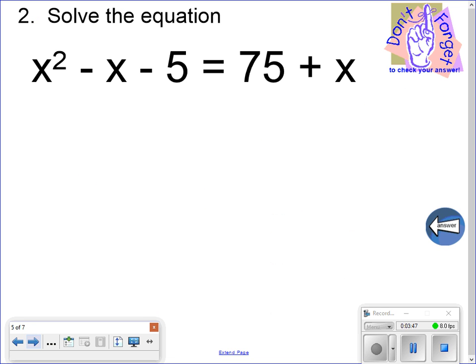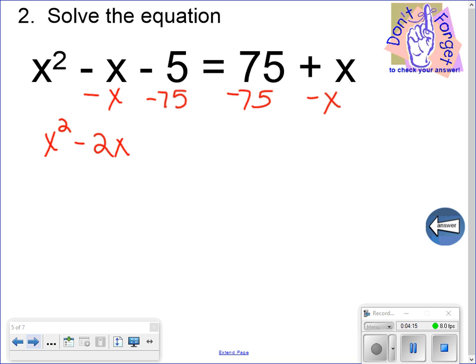Let's look at another example. So we have x squared minus x minus 5 equals 75 plus x. We're going to solve this. Remember that you need to get everything on the same side first. We're going to have to subtract 75 and the x on both sides. So subtract 75 from negative 5, subtract x from negative x. What I'm going to end up with is x squared minus 2x minus 80 is equal to 0. Again, we're looking at product sum.